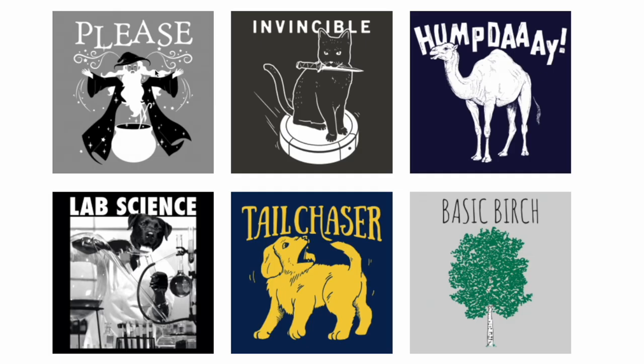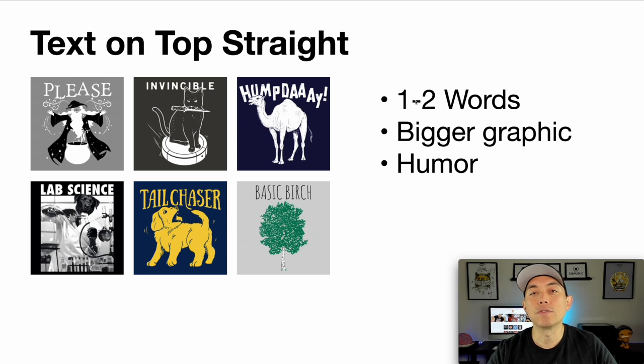You see right here, there's a big graphic, usually a big graphic, and the words on the top are pretty straight, right? They're not curving or anything. This one right here, you know, they're not all on the same line, but they're pretty straight up. Even though this one isn't right on a straight line, you can see it's at the top here. It's not doing an arc or anything like that. So here's some examples, and one thing you can do with this is make sure you use very few words. This works very well with one or two words.